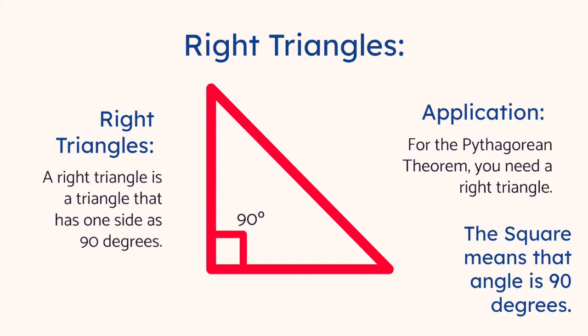For the Pythagorean theorem, you need a right triangle. A right triangle is a triangle that has one angle of 90 degrees, and you can tell it's 90 degrees by a little square in the corner.